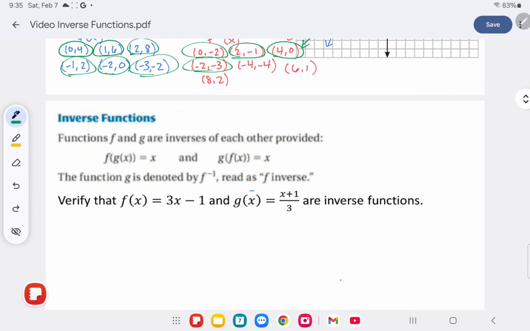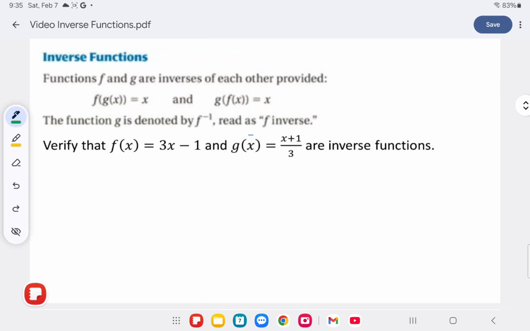Because inverse functions undo each other, to verify that we have inverse functions, you take the composite functions both ways, so f of g of x and g of f of x, and if they both equal x, then they are inverse functions. The process of showing that they equal x is called the verification process. It's kind of like a proof, but you don't have to get real wordy or anything.